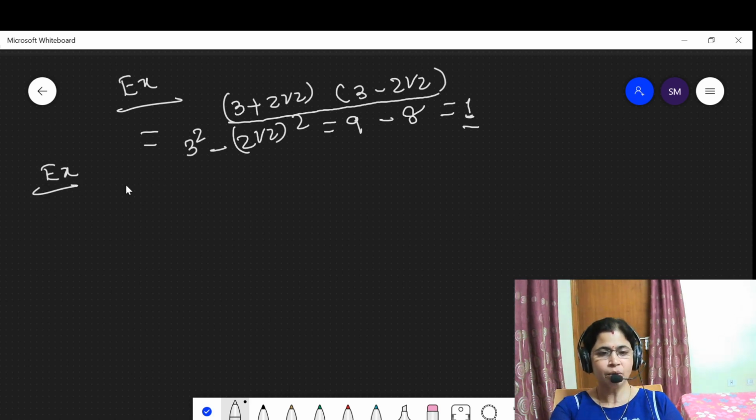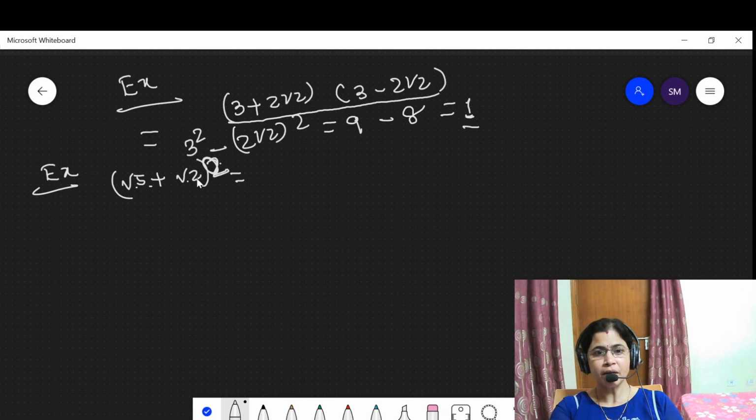Please students, you must practice from your textbook and ask me your doubts. Here root 5 plus root 2 whole square. Here you have to solve this. Here this is root 5 plus root 2 whole square.